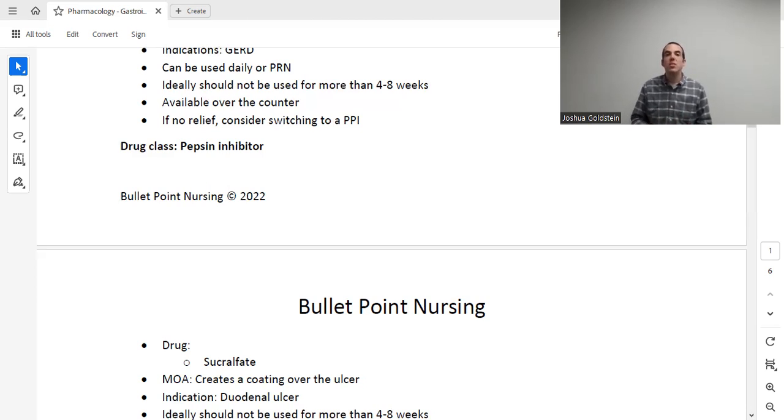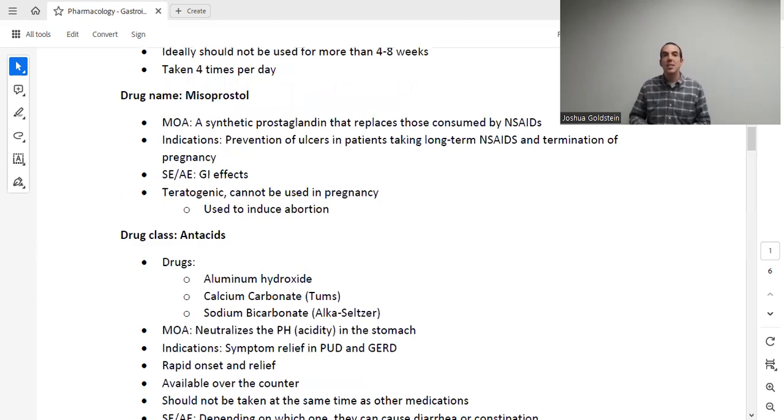We use it for a duodenal ulcer. Again, this medication is also not meant to be used long-term because that's not a long-term solution for peptic ulcer disease. The big downside to this drug is it needs to be taken 4 times a day. Remember, the more times per day a patient has to take the medication, the lower the compliance.